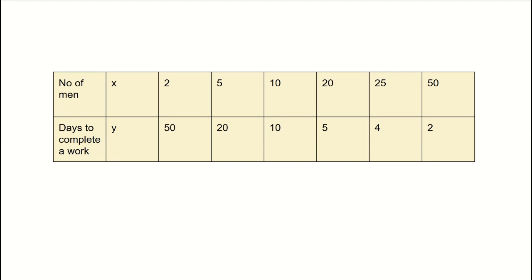Suppose two men can complete a particular work in 50 days, and if five men are employed, the same work can be done in 20 days. And if 10 men are employed, then it can be done in 10 days. And if 20 men are employed, then it can be done in 5 days. And if 25 men are employed, then in 4 days. And if 50 men are employed, then it can be done in 2 days, and so on.